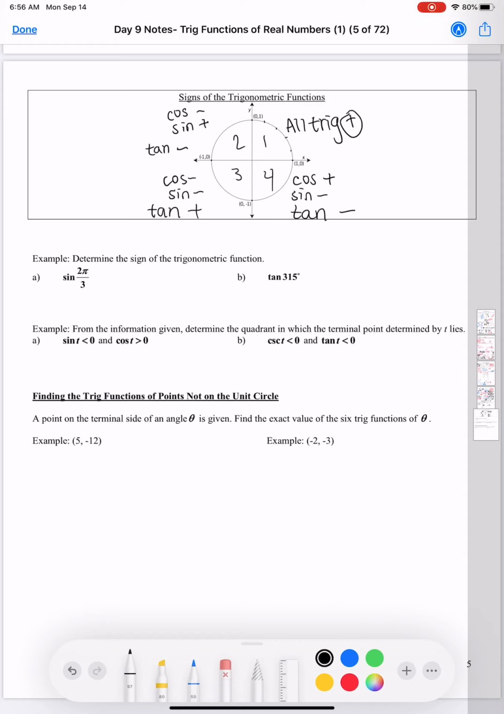Okay. All right, so let's do an example. Determine the sign of the trig functions. Part A, 2 pi over 3, that is in quadrant 2. For the sine, sine in quadrant 2 we see is positive.